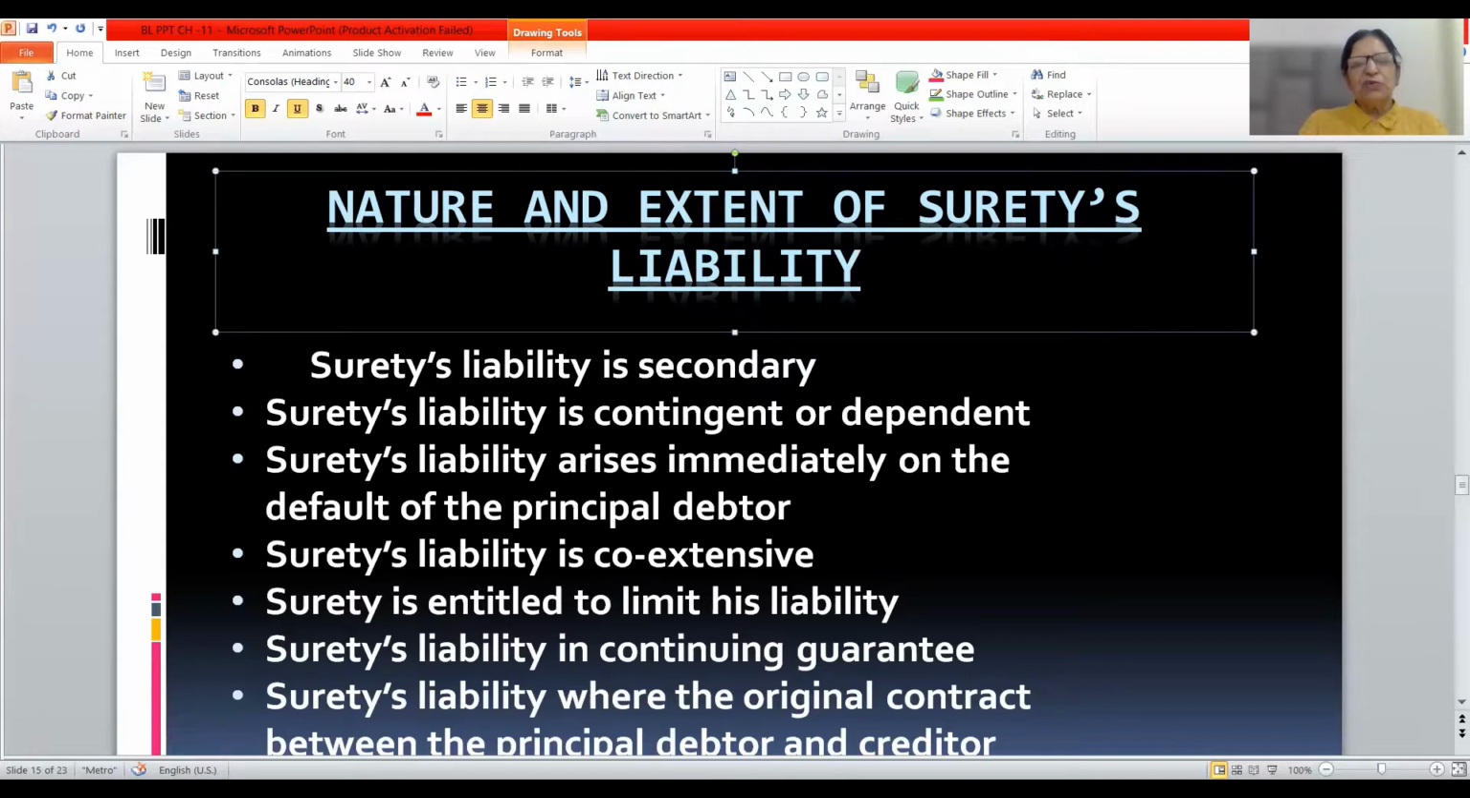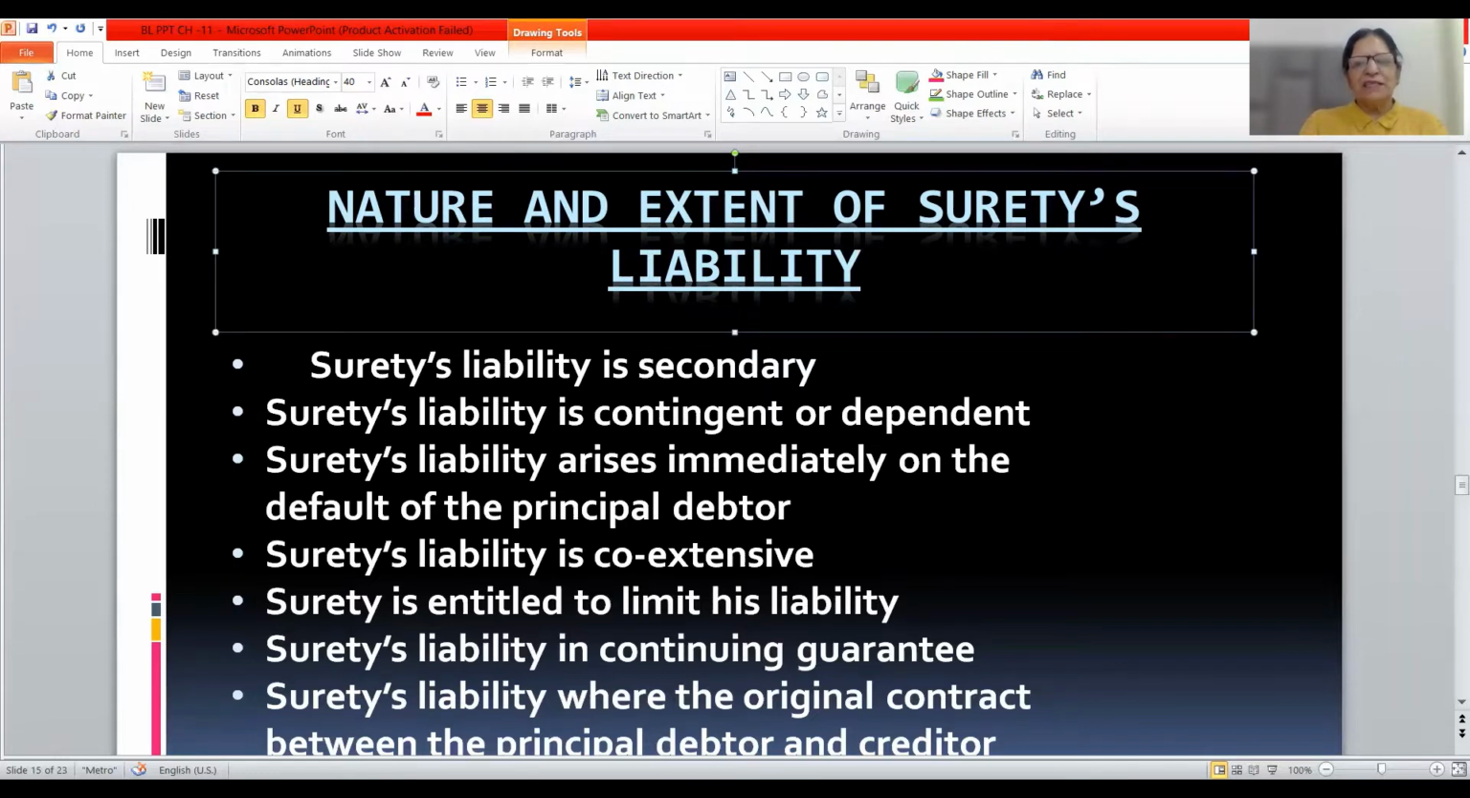Then, friends, you all know noting and protesting charges will be there, which will be paid by the holder of the bill. So, amount of the bill plus noting and protesting charges plus interest on the bill. All this will be the liability of the principal debtor. So, a similar amount will have to be paid by the surety if the buyer, the principal debtor, has committed default. So I hope you must have understood, and if you still have any doubt, you can always write in the comment section.